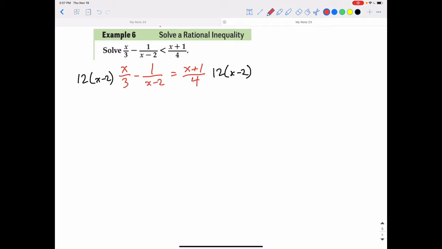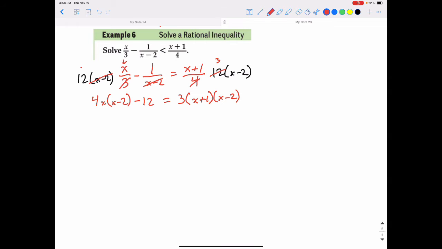So 3 goes into 12 4 times, and of course the 3 will cancel out. So I'll have 4 times the x that's over right here, so 4x times x minus 2. And then the x minus 2's will cancel. So I'll just have 12 times negative 1, so that's negative 12. And that will equal, over here, the 4 will cancel, leaving a 3 here. 4 goes into 12 3 times. So this is going to be 3 times x plus 1 times x minus 2.